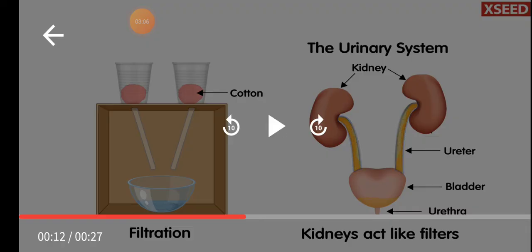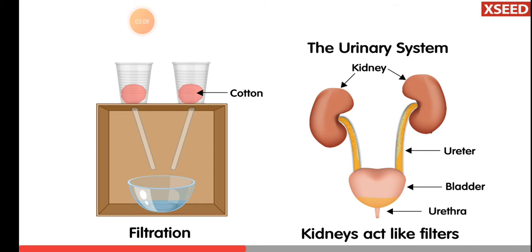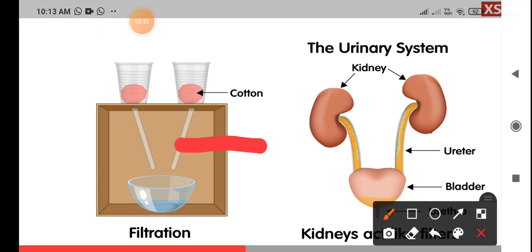Here these two cotton balls are acting like the kidneys in your urinary system. They are filtering, separating the waste materials from the blood. The waste materials from these two straws come to this big bowl. These two straws are acting like your ureters, just connecting the kidneys and the urinary bladder. These cotton balls are equal to your kidneys. Both are acting like filters.